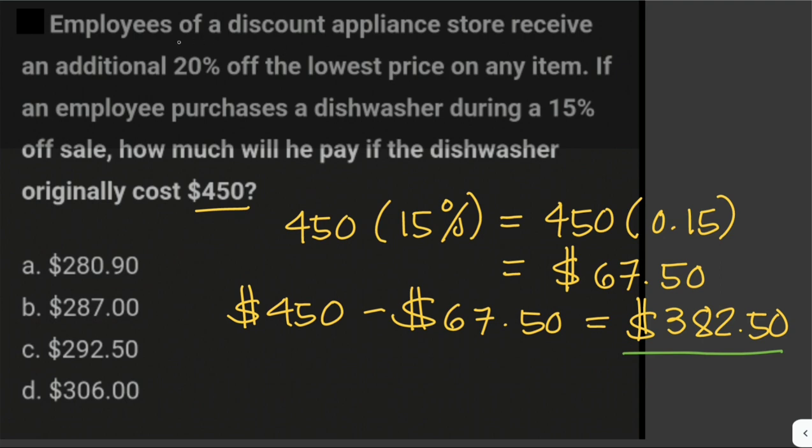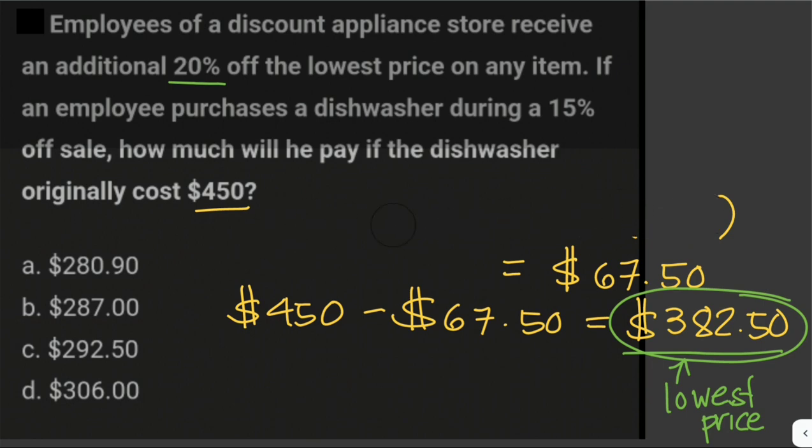But it says here that the employees receive an additional discount of 20% off the lowest price of any item. So the lowest price here is $382.5. So we just have to multiply that by 20%, and then we subtract from this one the lowest price, then that is the total amount that the employee pays for the dishwasher.